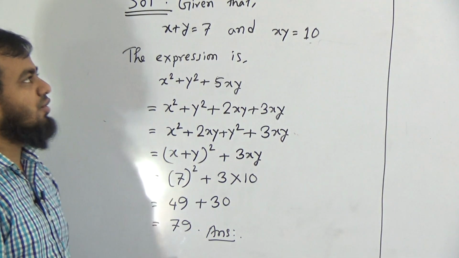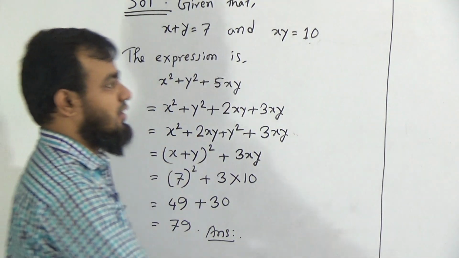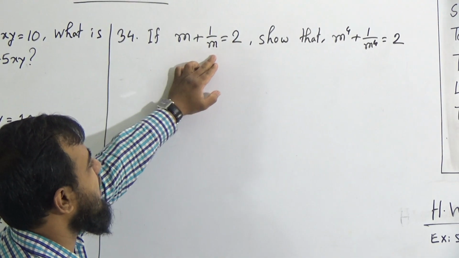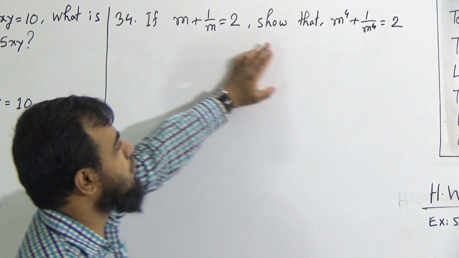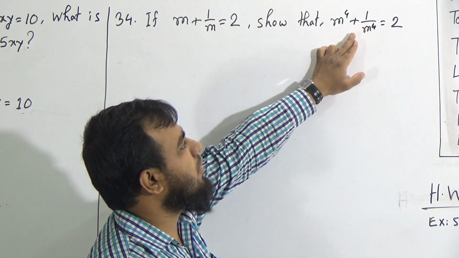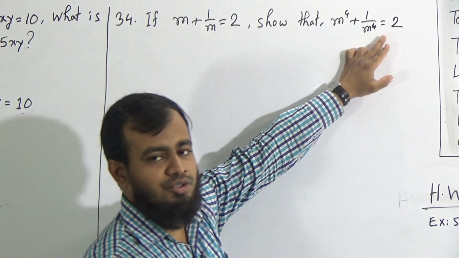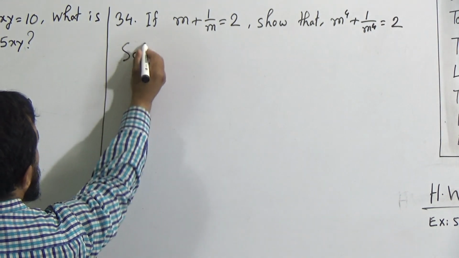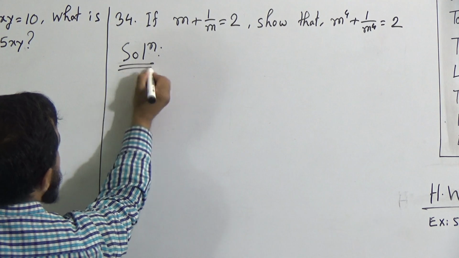Okay, now we will solve question number 34 on the right side. Question number 34 says that if m plus 1 by m is equal to 2, show that m to the power 4 plus 1 by m to the power 4 is equal to 2. We need to show this one. Okay, to show that, the solution will be, look my dear students, a very simple solution again.